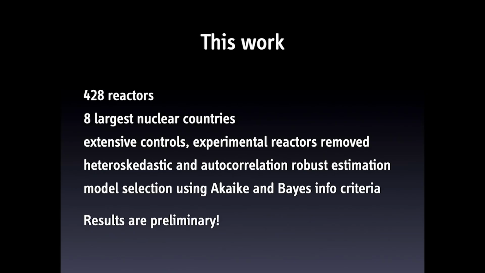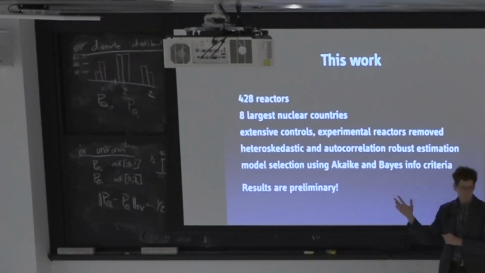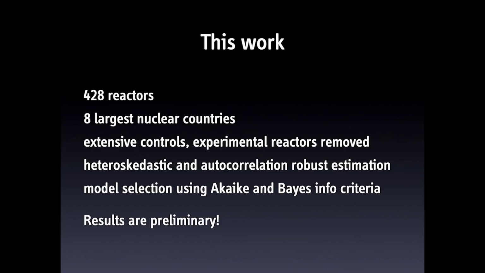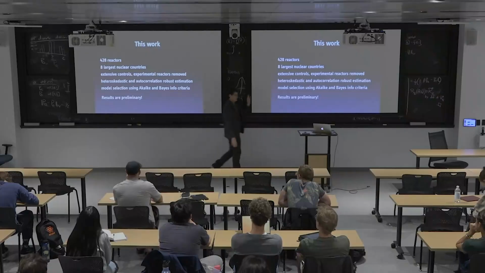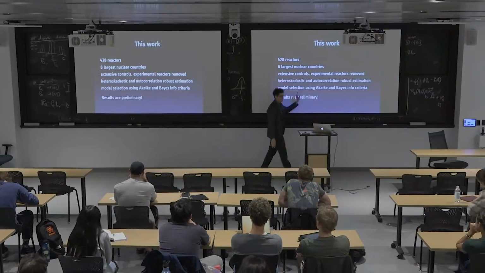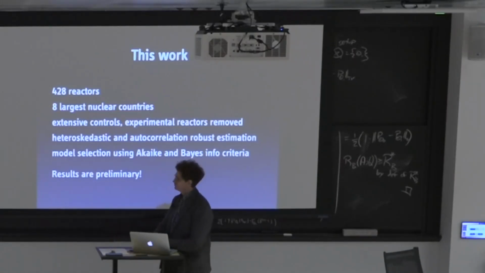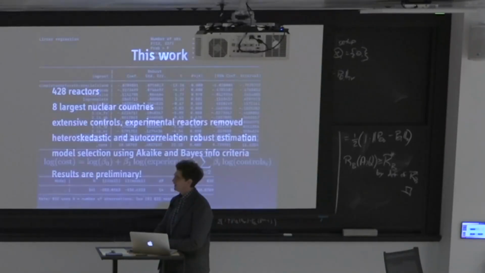And so for this class, I have produced a regression with 428 reactors, painfully data collected. The 8 largest nuclear countries, extensive controls, experimental reactors have been removed, heteroscedasticity and autocorrelation robust estimation, and the various models are selected based on the Akaike information criterion. We can talk about that at some future point. But basically, this is a very robust way of attempting to estimate the learning potential. And I'll just show you some results.